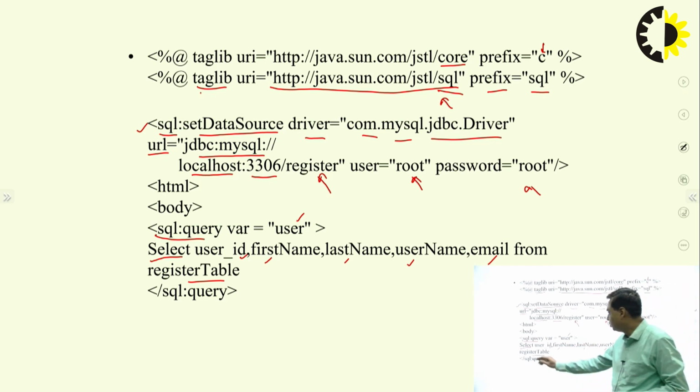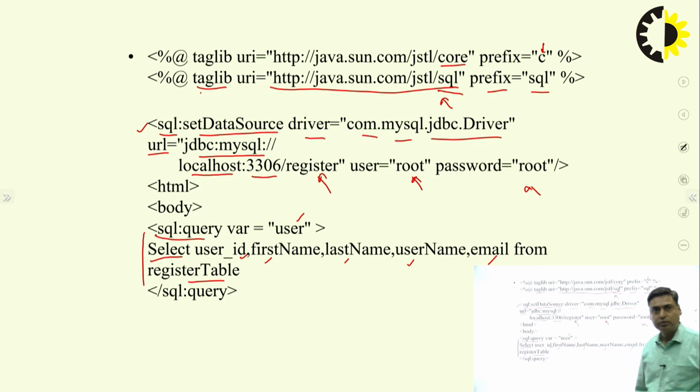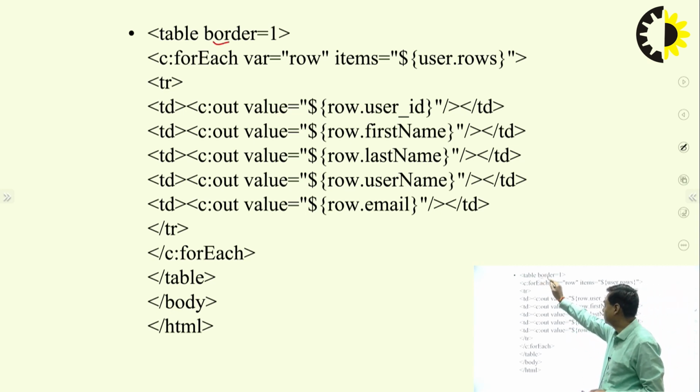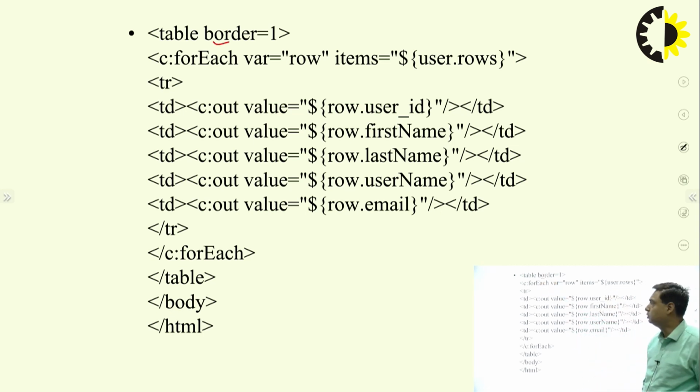So after execution of this query, the next job is to display the records that we have retrieved from the database. For that we need a loop concept so that we can retrieve records one by one from this object and display them to the user. Now we have created a table. We want to display the data in a tabular format.